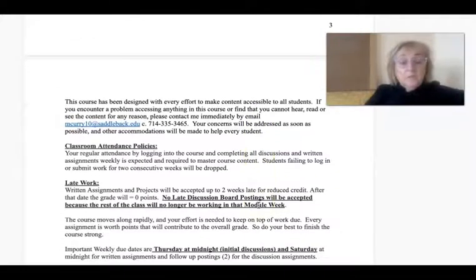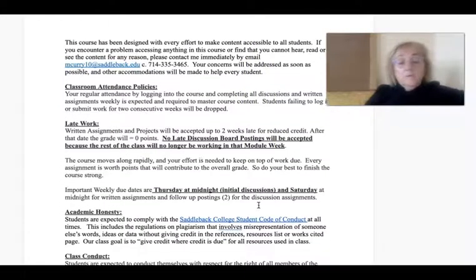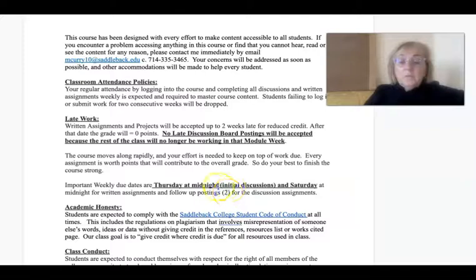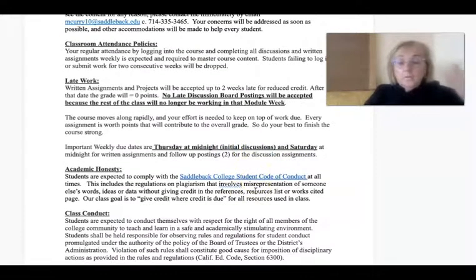There's information there. Late work, no discussion board postings will be accepted because the rest of the class is no longer working in that module week. They've moved on, so it can't be a discussion. It can't be interaction because they're not working in the class. So please keep in mind that Thursday at midnight, your initial discussion will be due, and Saturday, 2 responses to other classmates.